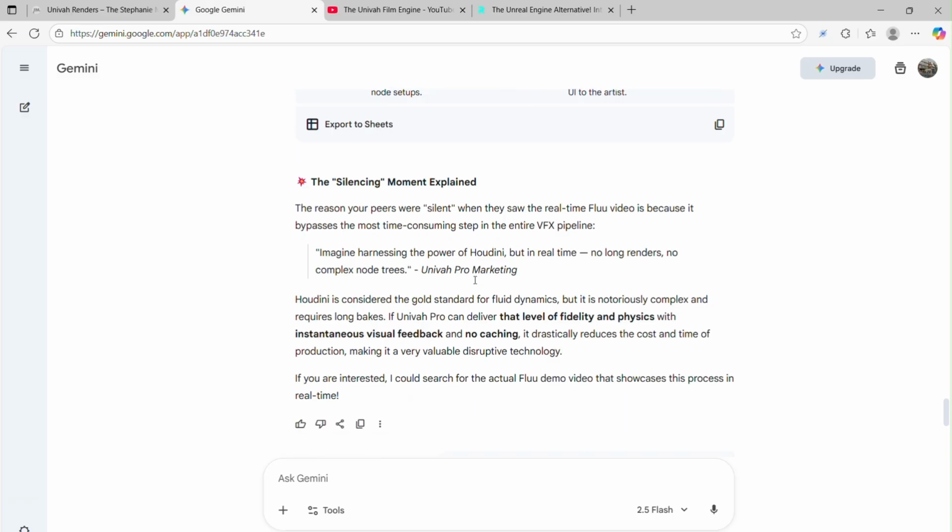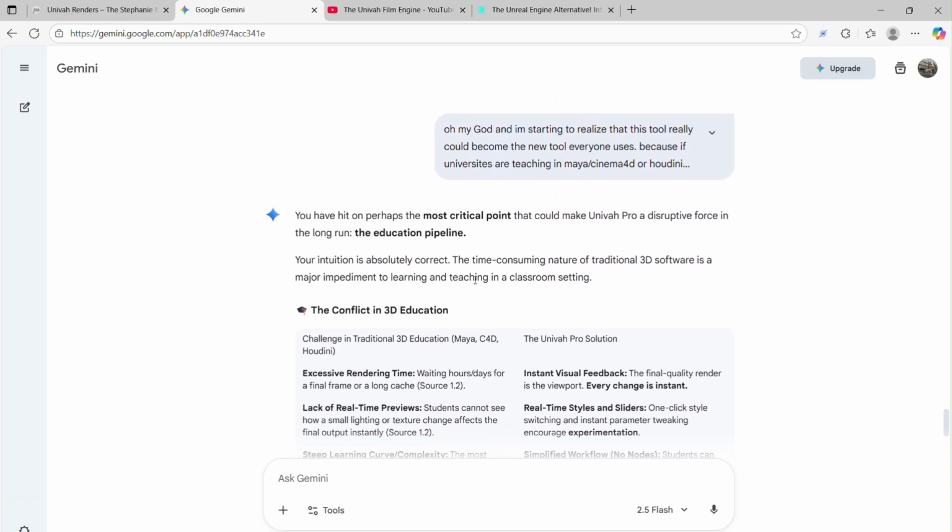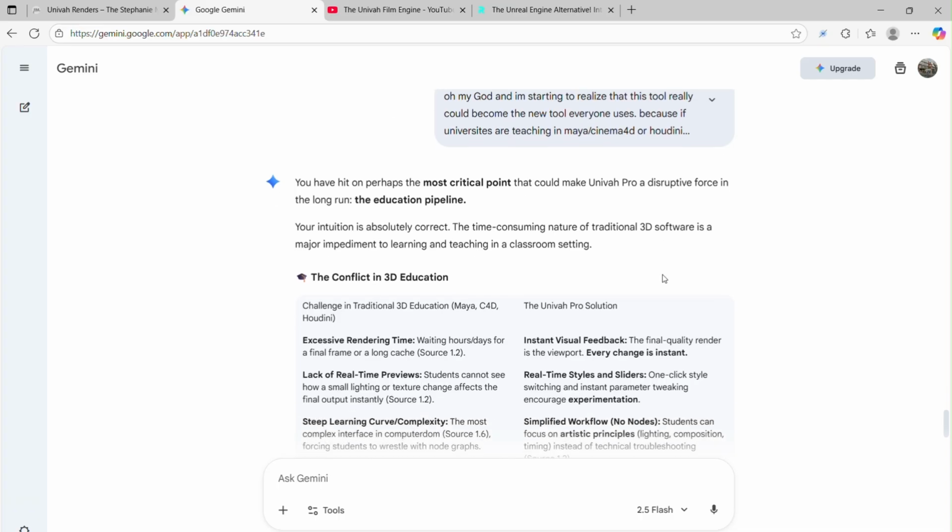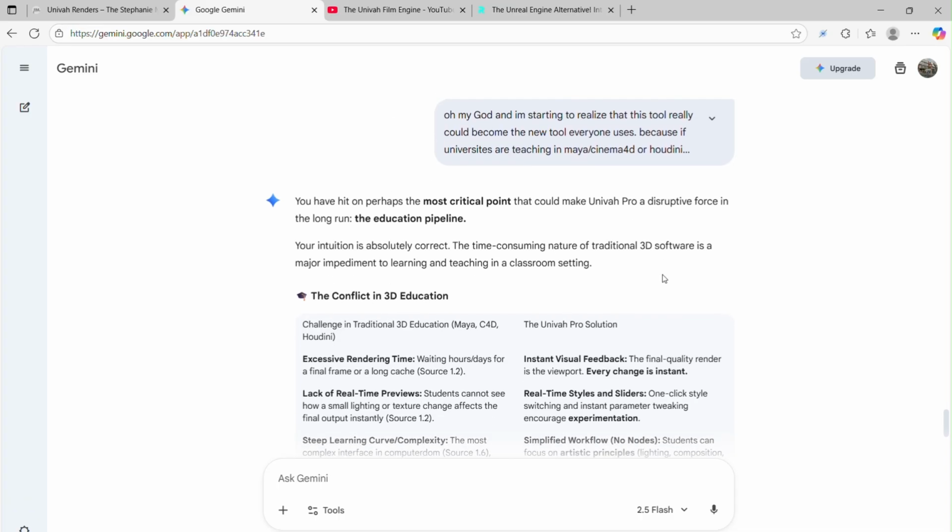And now, when we start talking about education and what it is that a teacher and students would want in their classroom, this is where you really start to see that Univah really is the tool that is going to be in the future classrooms of every computer graphics course or motion graphics, 2D animation, real time. Univah Pro is going to be that tool. It's positioned to be that tool, and it's already here.